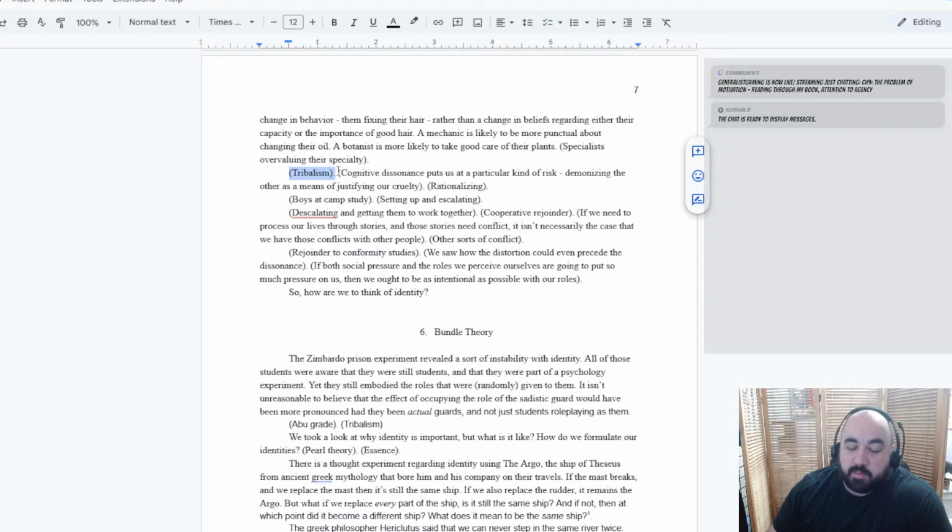Wanted to talk about tribalism here. Tribalism, if we were to rewrite this book, would probably be much more of a feature now than it was then. Cognitive dissonance puts us at a particular kind of risk: demonizing the other as a means of justifying our cruelty.